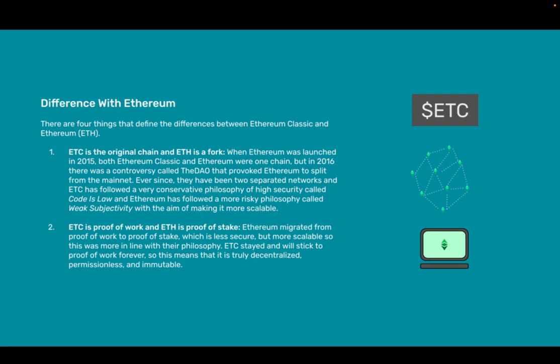2. ETC is proof of work and ETH is proof of stake. Ethereum migrated from proof of work to proof of stake, which is less secure but more scalable, so this was more in line with their philosophy. ETC stayed and will stick to proof of work forever, so this means that it is truly decentralized, permissionless, and immutable.